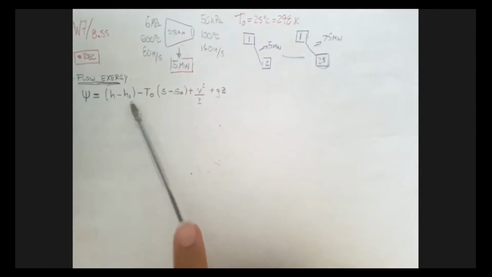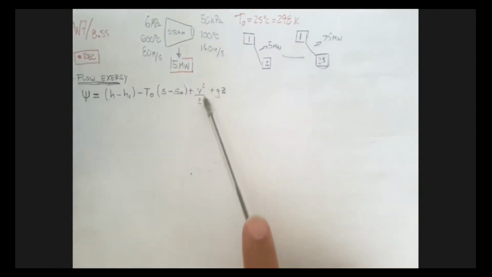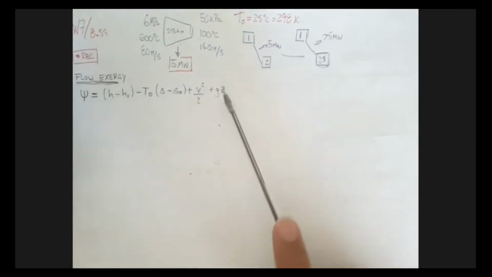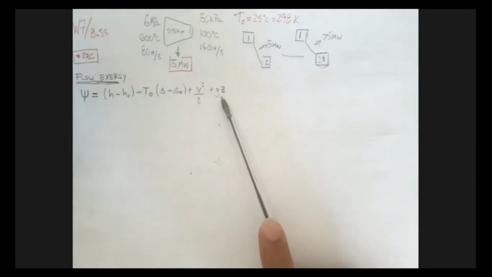So the kinetic energy doesn't really depend on the environment. It's just a matter of: is it moving or not? Does it have a velocity? And if it does, it has kinetic energy. The potential energy is just a measurement of how far this is from the ground, so if we have any potential energy associated with it.